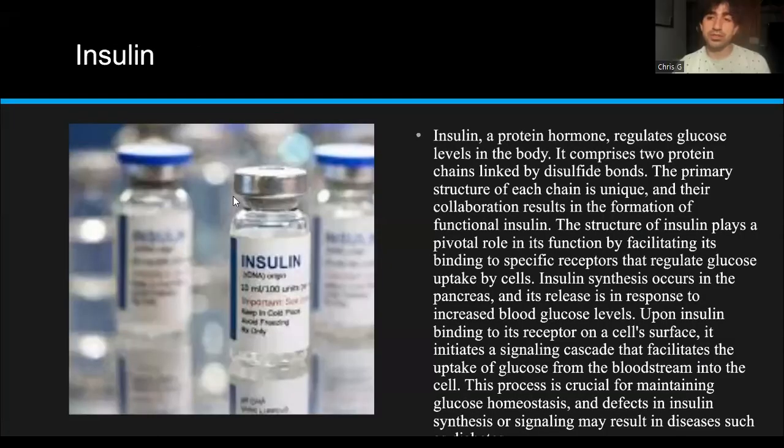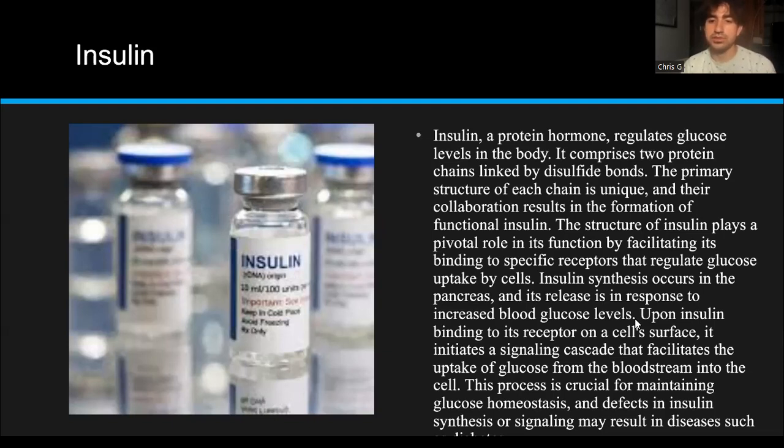So next thing we'll be talking about is insulin and different types of proteins in the body. Insulin is a protein hormone regulating glucose levels in the body. It is comprised of 2 protein chains linked by disulfide bonds. The primary structure of each chain is unique, and their collaboration results in the formation of functional insulin. The structure of insulin plays an important role in its function by facilitating its binding to specific receptors that regulate glucose uptake by cells.